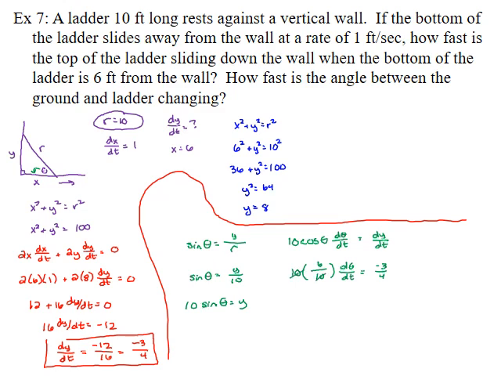As you can see, the 10s cancel, so you're left with 6 d theta/dt equals negative 3/4. And if you divide both sides by 6 here, you should get that d theta/dt is negative 3 over 24, which both of those share a 3 in common, and that becomes negative 1/8. Once again, that confirms to us that the angle between the ladder and the floor is getting smaller, which makes sense if the bottom of the ladder is sliding away from the vertical wall. Very good.